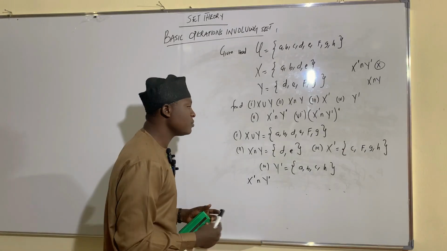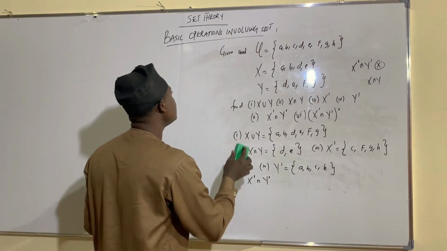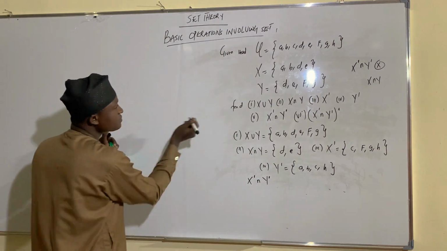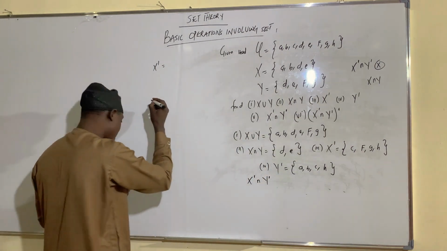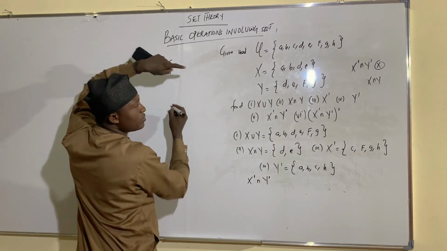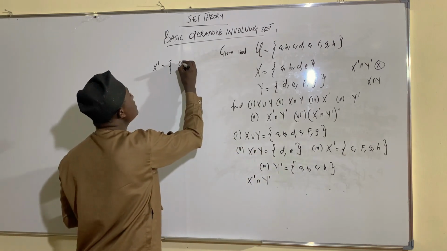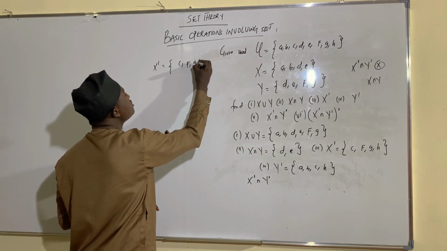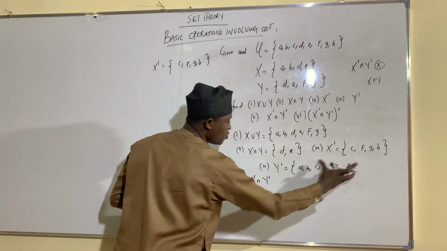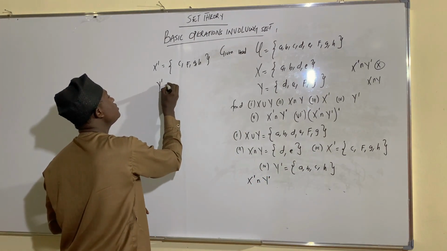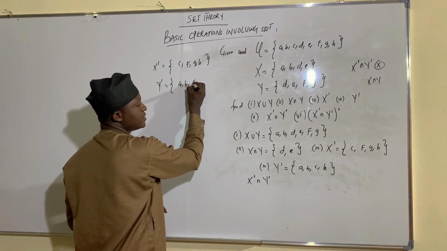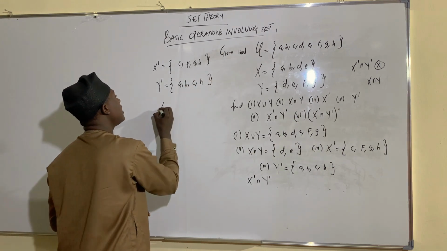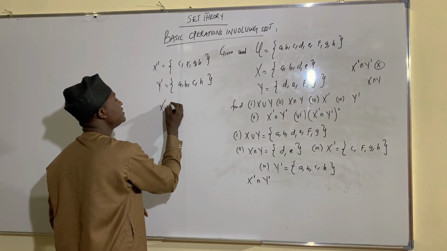So let's check. It's very simple and straightforward. Let's list the set here to make it easier. What do we get for X complement here now? Our X complement is C, F, G, H, right? And our Y complement, we have it to be A, B, C, and H. Now I want to find X complement intersection Y complement.